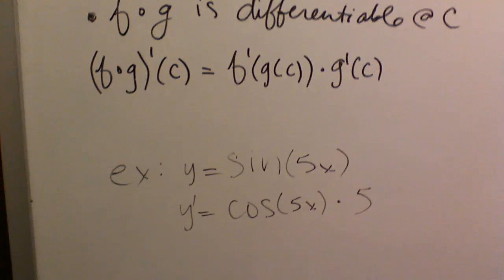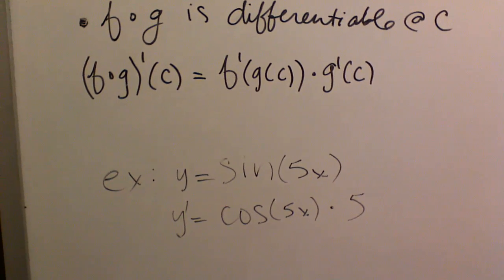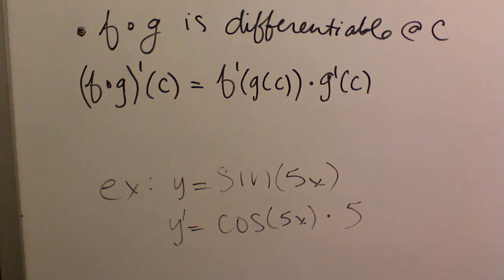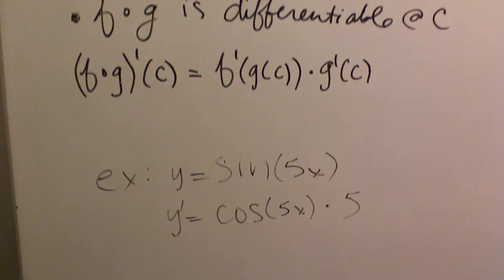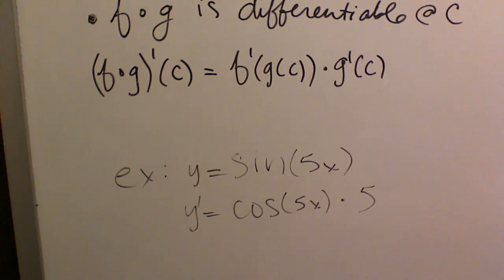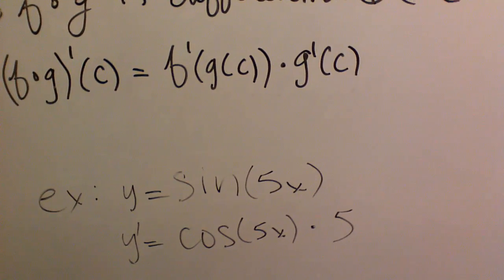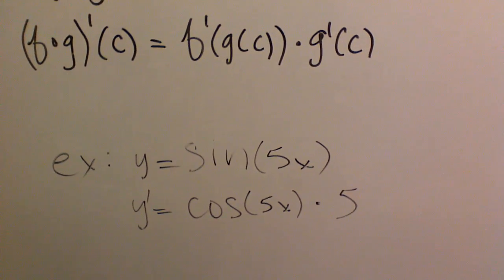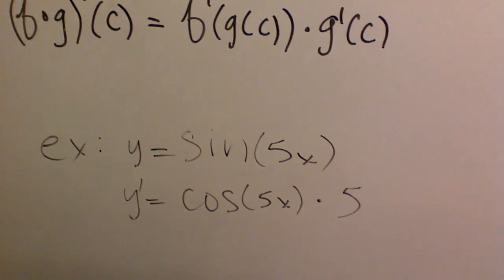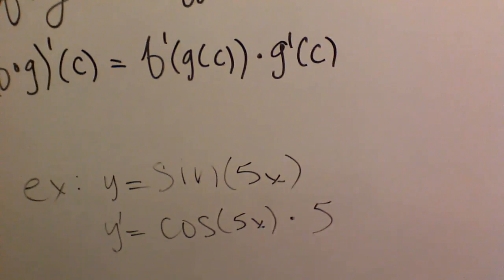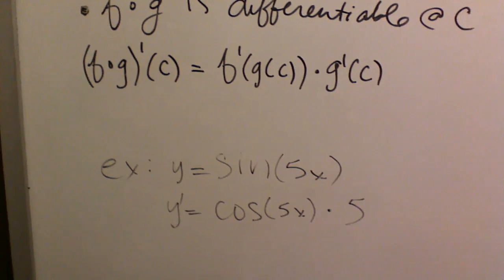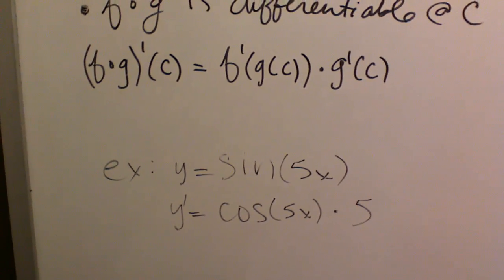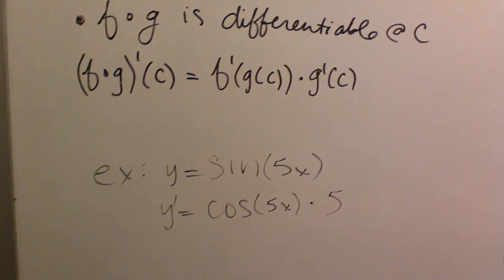So an example would be y equals sine of 5x, and so your f of x would be sine of x and your g of x would be 5x. What you would do is start with f prime of g of c, so the derivative of sine x is cosine x, and you leave the 5x in there, and then you multiply by the derivative of g of x, which is the inside, and the derivative of 5x equals 5. So then you're left with y prime equals cosine of 5x times 5.